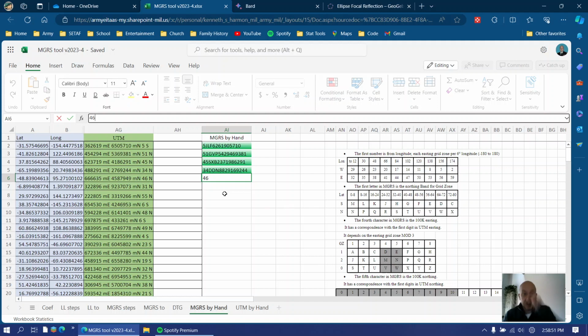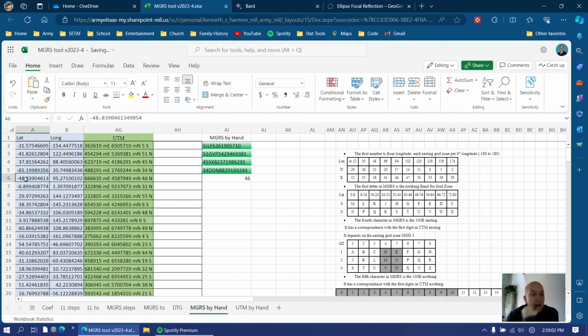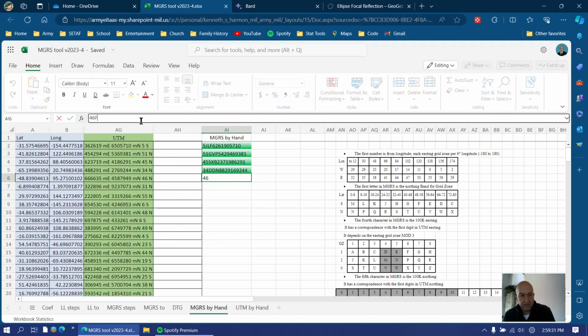So 46 degrees. The next letter comes from how far away from the equator we are. Because we are at negative 48, we are south of the equator in 8-degree chunks. South of the equator, 0 to 8 is Mike, then Lima, then Kilo, Juliet, Hotel, Golf, but we're a little more than 48, so we are at Foxtrot. So let's put 46 Foxtrot.